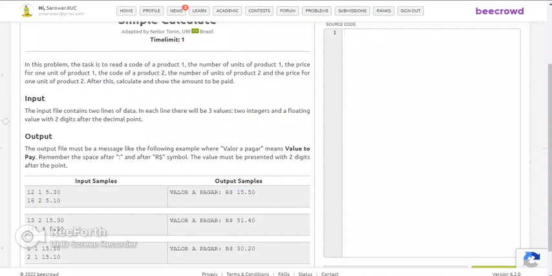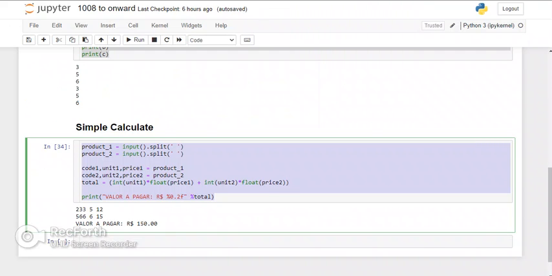So here as a compiler, I am using Jupyter Notebook. For product one, I have taken input, and you can see here a piece of code that has been added with it. Why have I used it? Because I have to enter 3 inputs: the first one is the code of the first product, the second is the units of the first product, and the third is the per unit price of the first product. That's why I have used .split(), with the brackets closed.